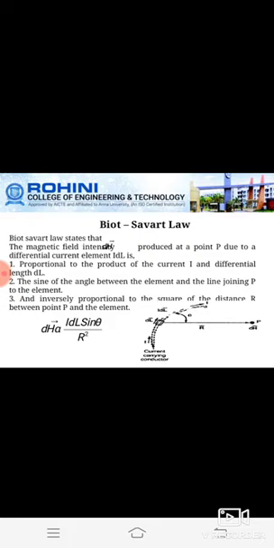So look at the diagram. Here we are considering the differential length, that is dl. Since we are using a differential element, we can say this is ideal. This is a very small element of the current carrying conductor.